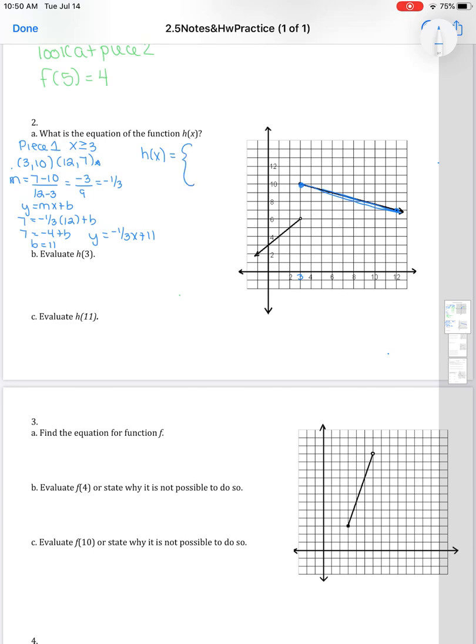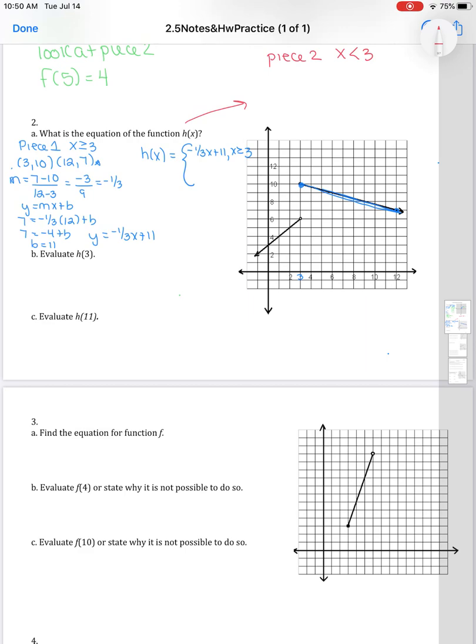Okay, so I'll write it here. All right, so h of x equals, there are two pieces. Piece 1 is going to equal negative 1/3 x plus 11 when x is greater than or equal to 3. Now for piece 2, I'm going to do it over here. So here's piece 2.